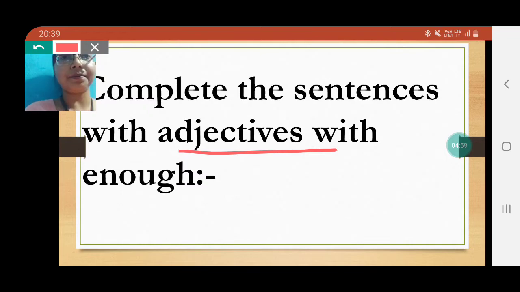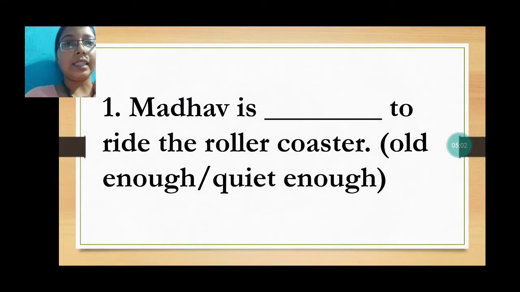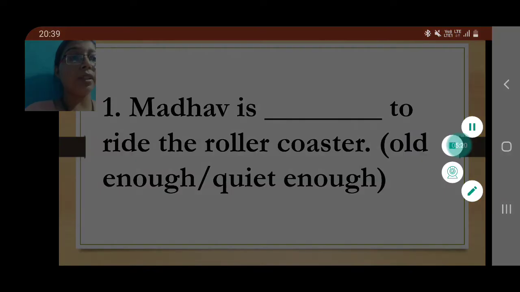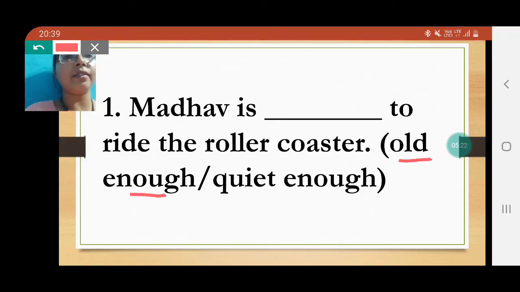Let's see, students. Question number 1. Madhav is dash to ride the roller coaster. And in brackets, 2 adjectives are given with enough. You have to choose only one which is correct. Now the first word is old enough or quiet enough. Quiet means to be very quiet, be very silent. So is Madhav quiet enough to ride the roller coaster? No. If he is not quiet, then also he can ride the roller coaster.